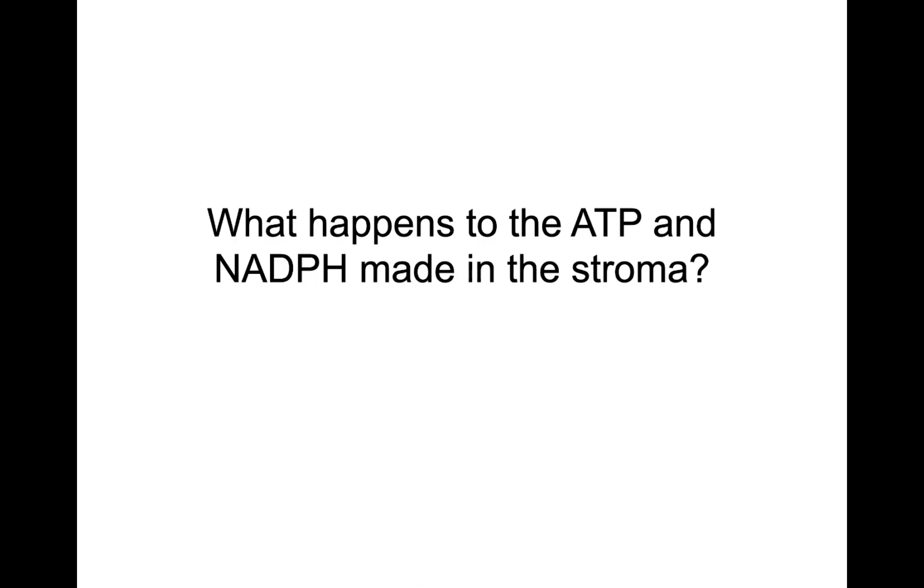Okay, so now we have, after the light reactions, ATP that has accumulated within the stroma, and we have NADPH that has been made and is accumulating within the stroma. And now the next video will talk about the dark reactions, or the Calvin cycle, or CO2 assimilation, and that is what uses the NADPH and the ATP.